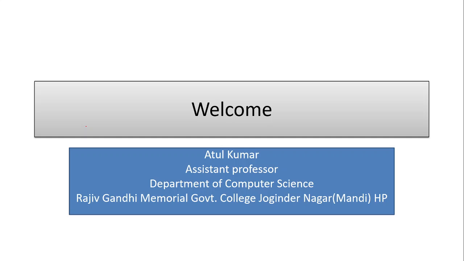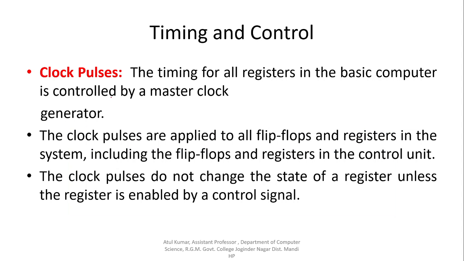In this video lecture, I will discuss timing and control. So, what are clock pulses? The timing for all registers in the basic computer is controlled by a master clock generator. The master clock is there to generate or to control the timing of all the registers in the basic computer.